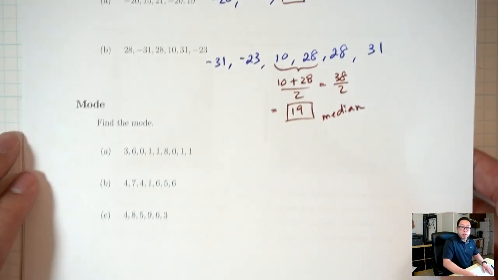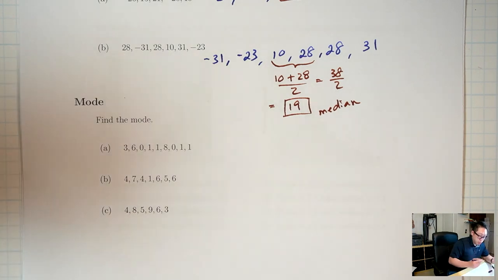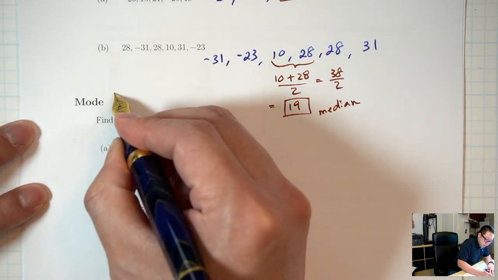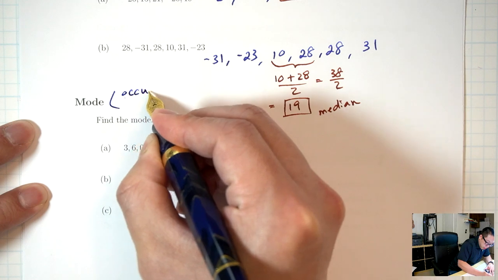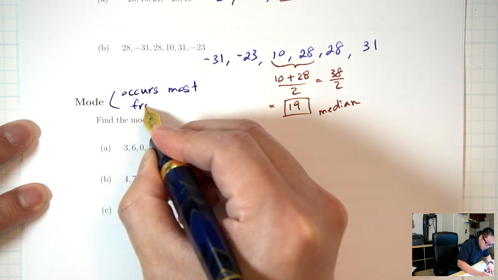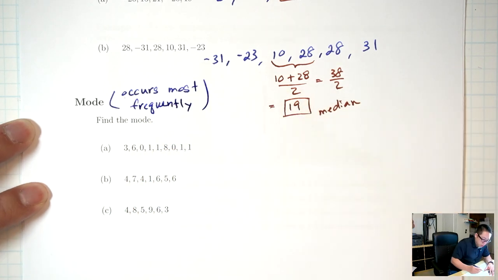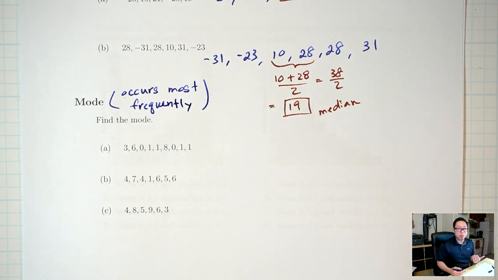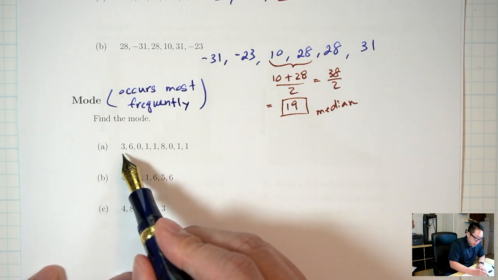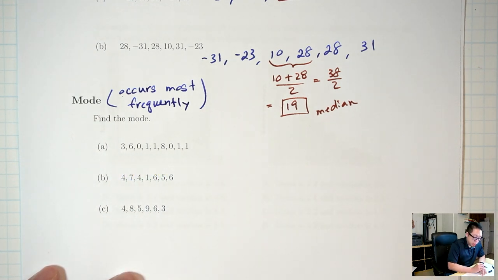The third measure of center is called the mode. The mode is just the number that occurs most frequently. Look at your data and look at which data value occurs most frequently. Part A: 3, 6, 0, 1, 1, 8, 0, 1. Which data value occurs most frequently?